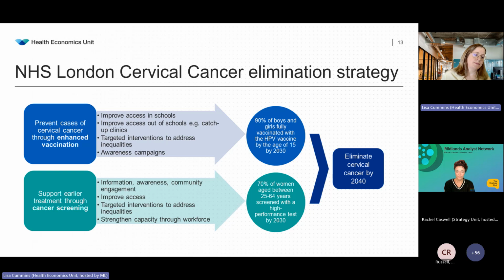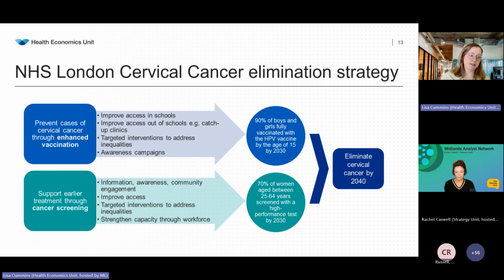They had three aims. One was around vaccination, one screening, and the third was around treatment. I'm just summarising the vaccination and screening here because that's what we were including in our modelling. So the first thing they wanted to do was prevent cases of cervical cancer through enhanced vaccination. They're implementing a set of strategies, and by implementing those, they hope that by 2030, 90% of school-aged boys and girls will be fully vaccinated with HPV vaccination by the age of 15.